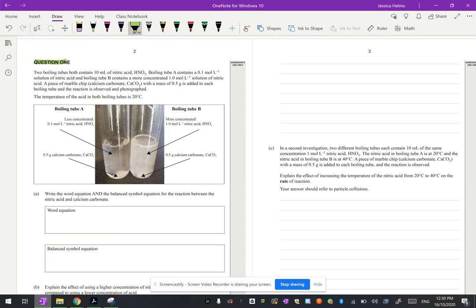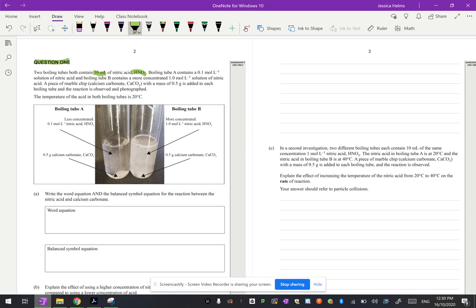So this is question 1. Two boiling tubes both contain 10 ml of nitric acid, which they've given to you, HNO3. Boiling tube A contains 0.1 mole per liter of nitric acid, and boiling tube B contains a more concentrated 1 mole per liter solution of nitric acid.